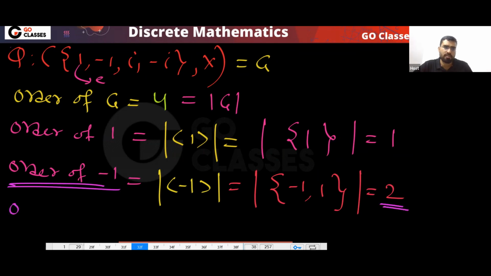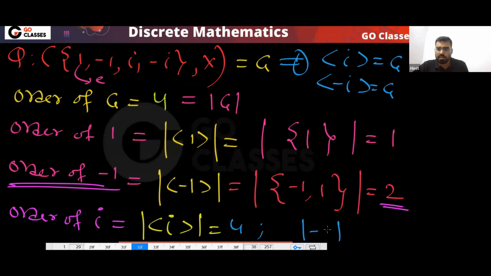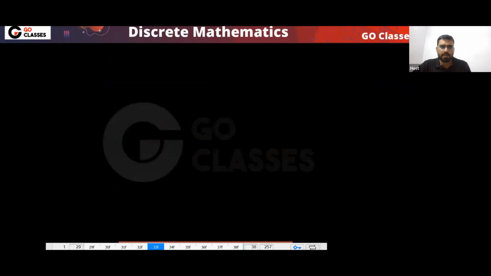What is the order of iota? It means the cardinality of the subgroup generated by iota. You can notice that iota is a generator. You already know that iota can generate the complete group and minus iota can generate the complete group. So the order of iota will be 4 and the order of minus iota will be 4. Yes or no? Remember, this is the symbol for the order of an element.